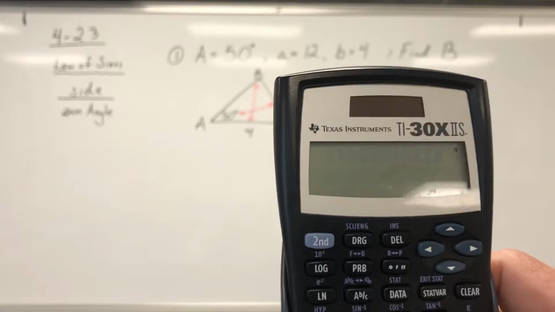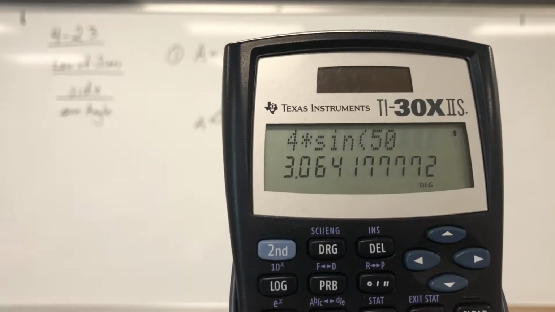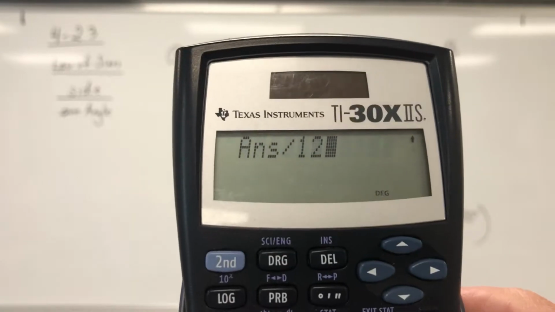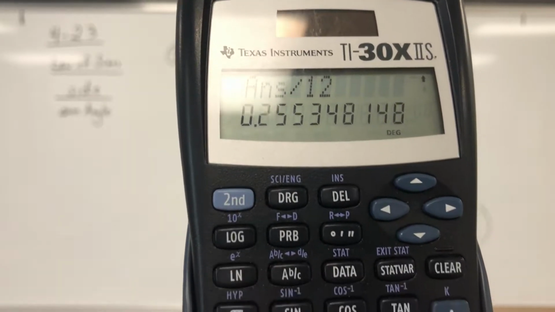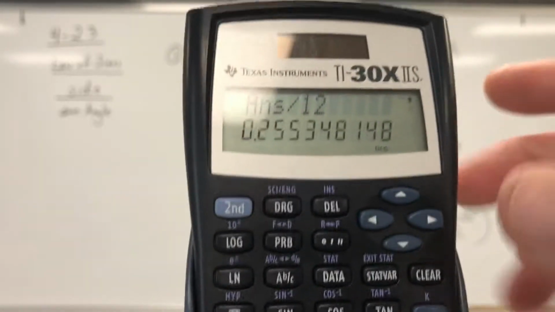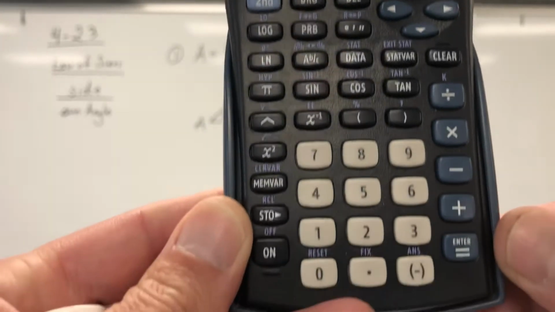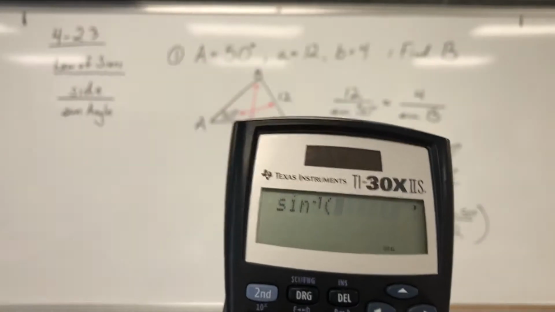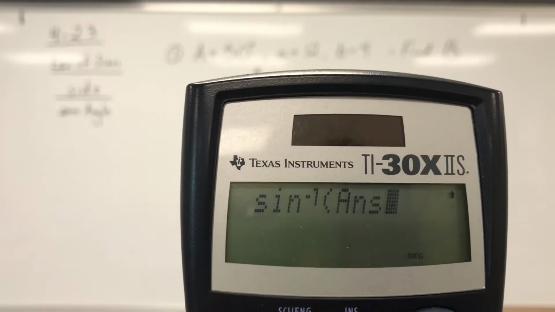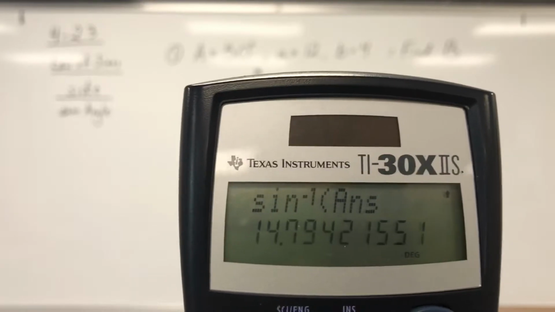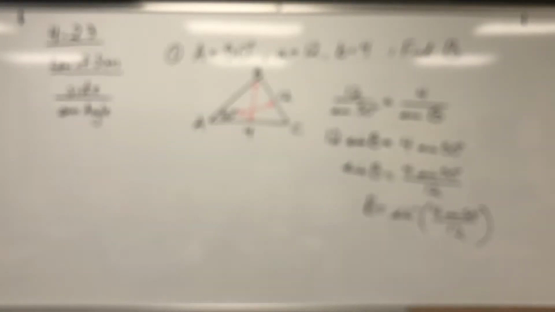I go 4 times the sine of 50 degrees, enter, which is a decimal. I divide by 12, which is a decimal. But I want to do the inverse sine of that. So there's my inverse sine key. I'll do second inverse sine, but I just lost that decimal. Your calculator will remember it as the previous answer. So I'm going to hit second A and S, and I'm doing the inverse sine of the previous answer on my calculator. And when I press enter, I get 14.79 degrees. We round that to 15 degrees.